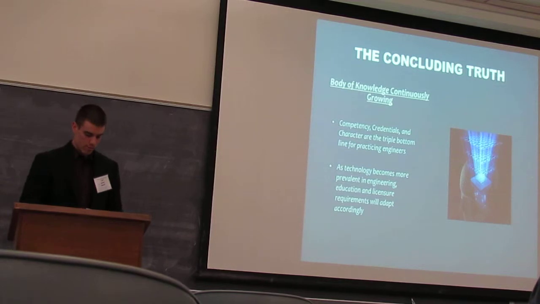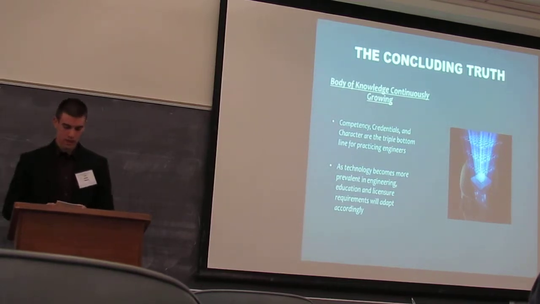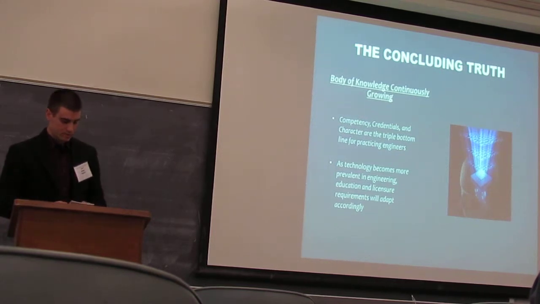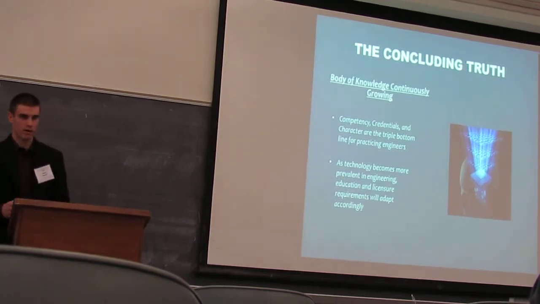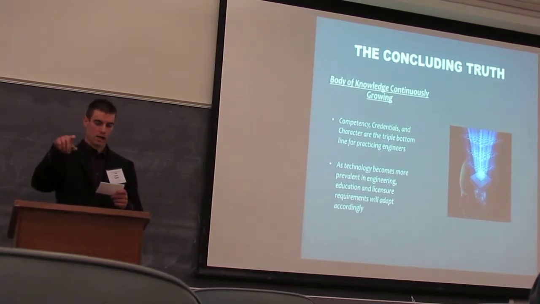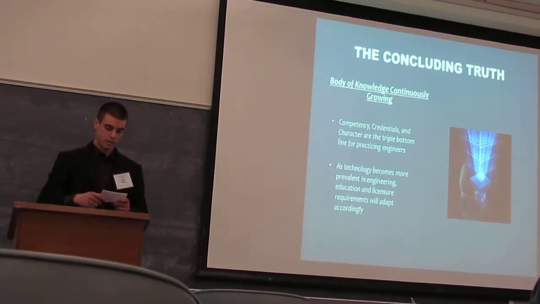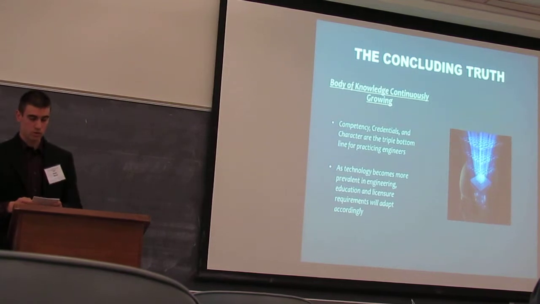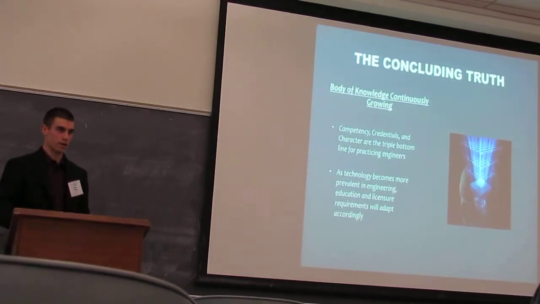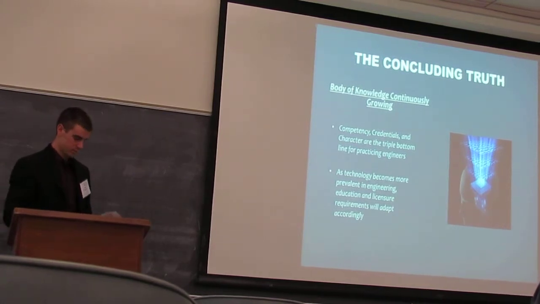In conclusion, credentials, competency, and character are the pyramid for engineering success. In the pyramid that I have visualized, credentials and competency are on the bottom, and character is on the top of the pyramid. With a continuously growing body of knowledge, engineers need to keep pace and adapt accordingly. Thank you.